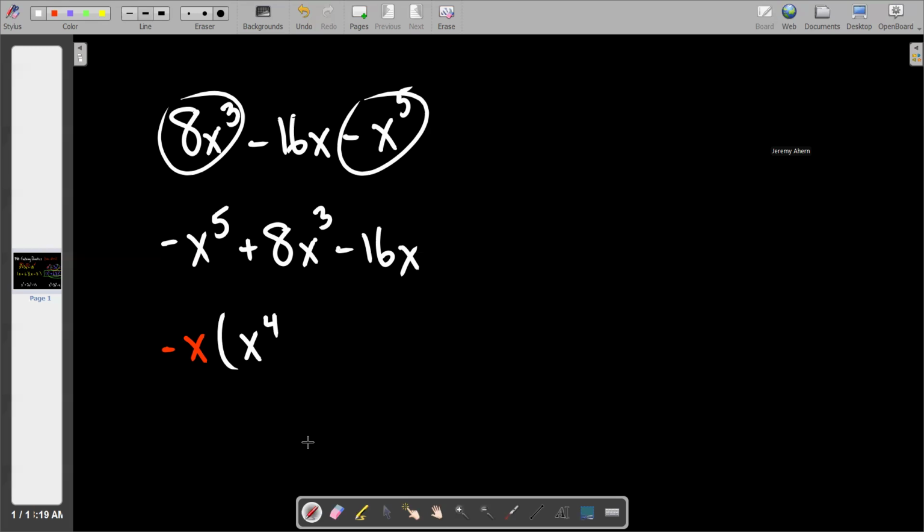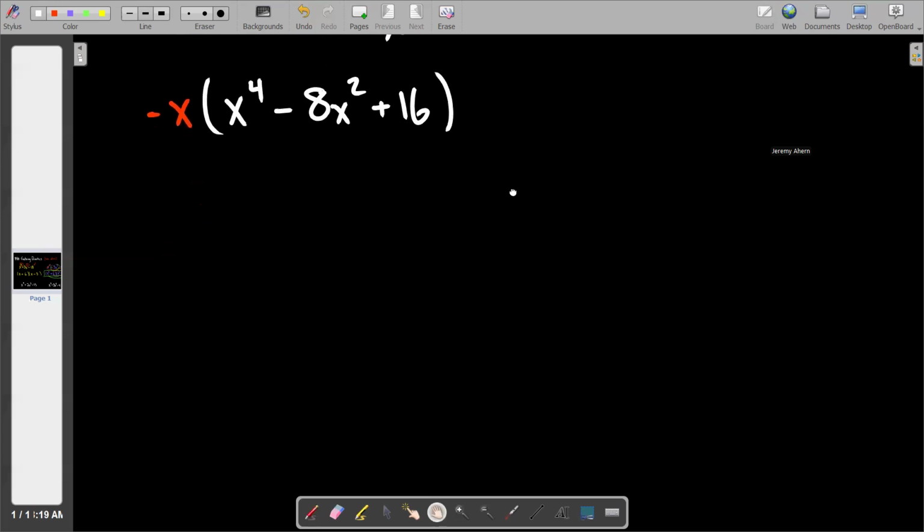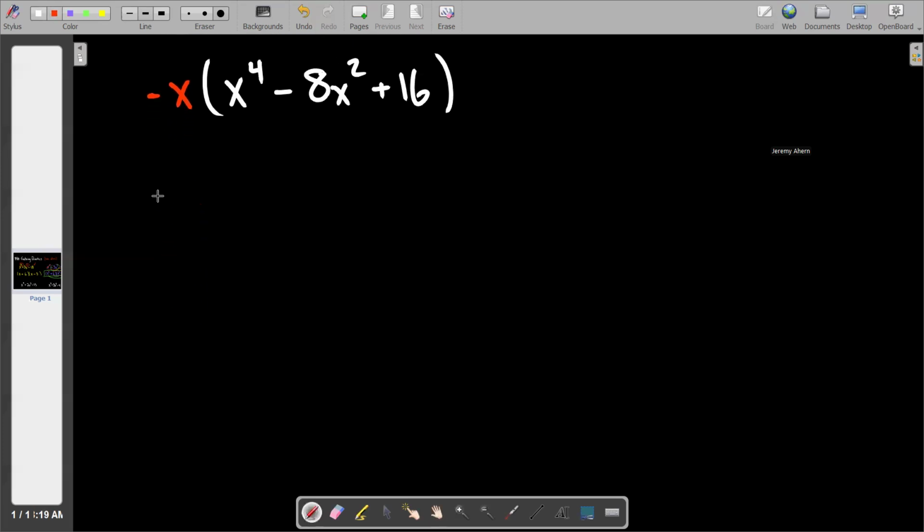X to the fourth minus, plus 16. And there it is. That's what I started with before I sprinkled it with nonsense. So the math problem is a quartic, a quadratic lookalike. So my answer is going to be negative X times a pair of quadratic binomial factors.